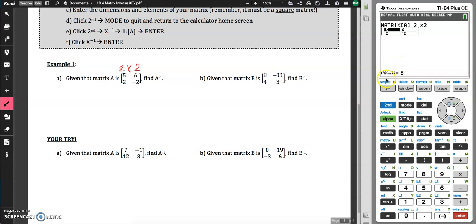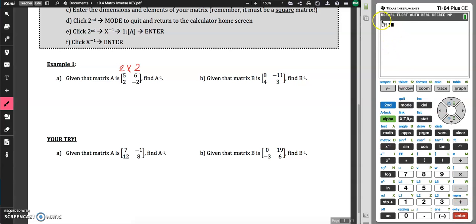I want to get all the way back to my regular home screen. So if I click second and then the mode button, it will quit. So I need to be at the regular home screen. Now I actually have to go back into the matrix screen. So click second, matrix, because this time I want to select the matrix I just typed in, and that was matrix A. So I want matrix A.